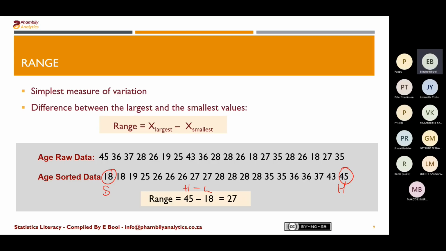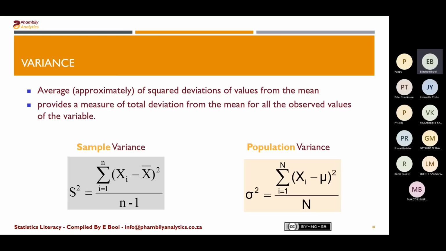The other measure of variation is the variance. Usually, you don't have to explain it because your variance is just the average of the squared deviation of the values from the mean, which normally just tells you the dispersion between your values and the average or the mean. It provides a measure of total deviation from the mean for all observations, and you can calculate it if the data comes from a sample.